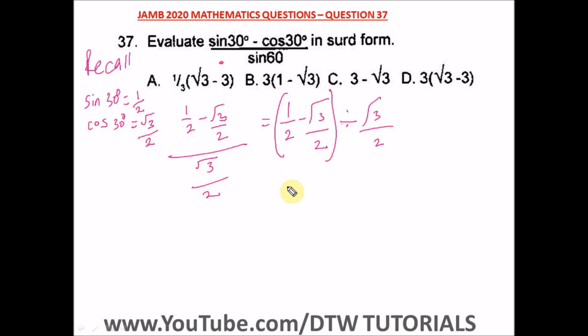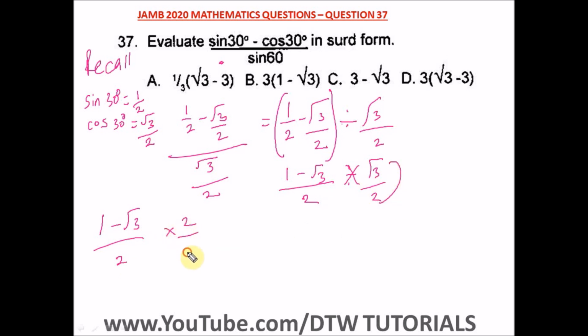So we solve for the other bracket. We have LCM as 2. So we have 1 minus root 3 divided by root 3 over root 3. So we turn this to a multiplication sign, and remember, this flips over. We have times 2 over root 3.